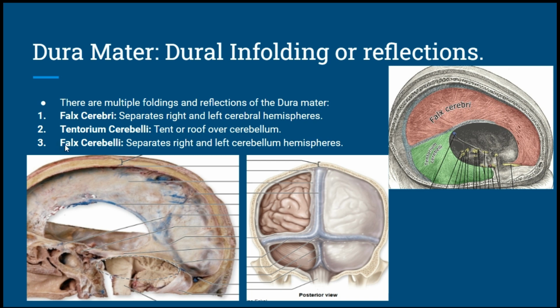The third one is the falx cerebelli, which, just as the falx cerebri, separates the right and left cerebellar hemispheres. So look here in the image below. It is the posterior view of the head. You see this one right here. This is the falx cerebri, and it is separating the right and the left cerebral hemispheres. This is the division between them. Over here, this line right here is the tentorium cerebelli, and below are the two hemispheres of the cerebellum, and they are divided by the falx cerebelli.